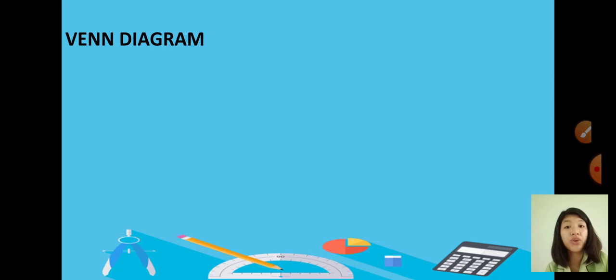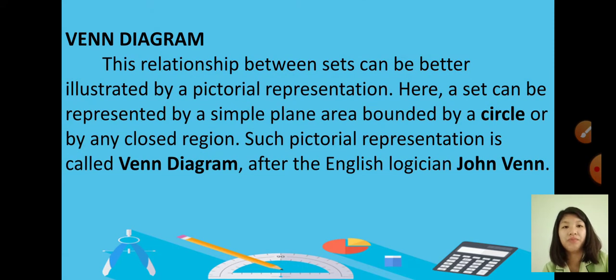Next, Venn diagram. So, familiar ba kayo sa itsura ng Venn diagram? So, later, papakita ko yan. This relationship between sets can be better illustrated by a pictorial representation. Here, a set can be represented by a simple plain area bounded by a circle or by any closed region. And such pictorial representation is called a Venn diagram, after the English logician John Venn.